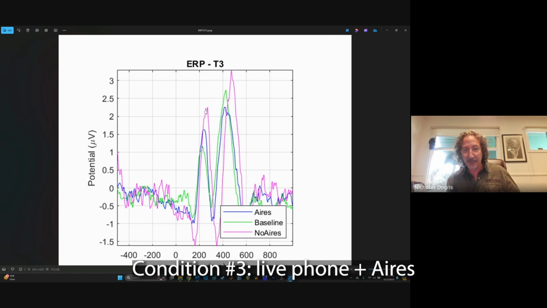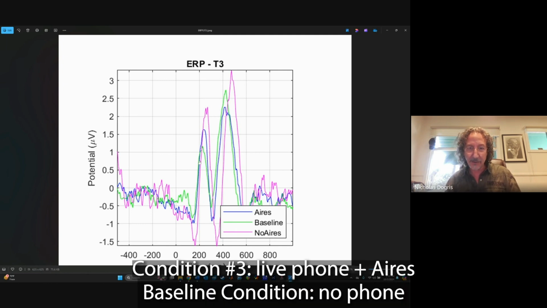And with the Aires tech and the baseline, you notice how they're remarkably close to each other. So the Aires tech is not only keeping the brain running at the same speeds that it was. Obviously, it's protecting it from what's happening with the phone being present. So it kept the brain running just as smoothly as it was in baseline without any disruption.